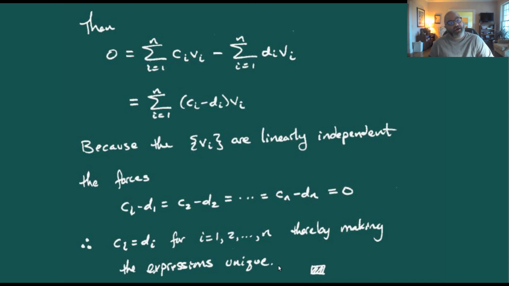We can't have two different bunches of coefficients that give the same vector when the set of vectors that we're dealing with are linearly independent.